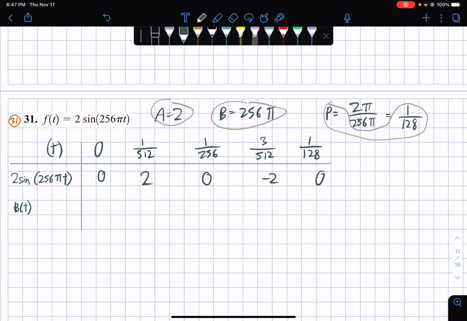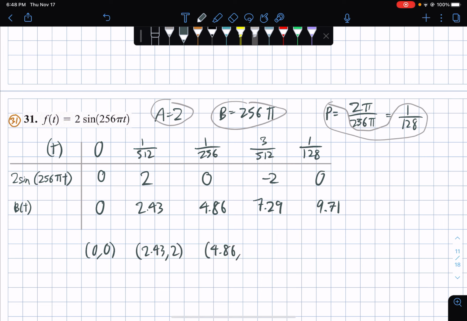For the bt variables, 0 divided by 256 pi is 0. 1 over 512 divided by 256 pi is 2.43. Next is 4.86. Next is 7.29. Next is 9.71. Coordinates. Coordinates are as follows.